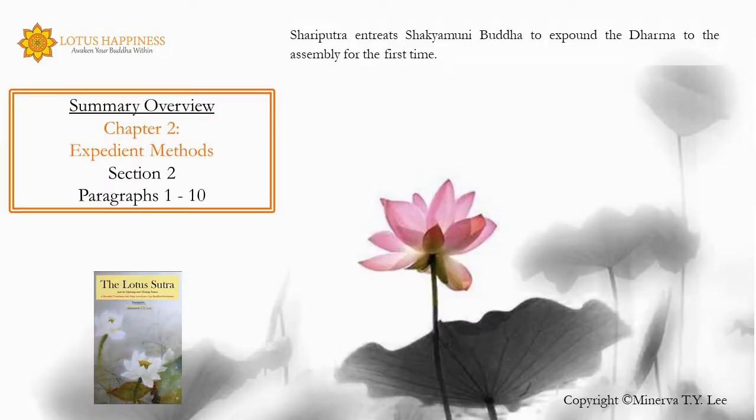Summary Overview, Chapter 2, Expedient Methods, Section 2, Paragraphs 1 to 10. Shariputra entreats Shakyamuni Buddha to expound the Dharma to the assembly for the first time.